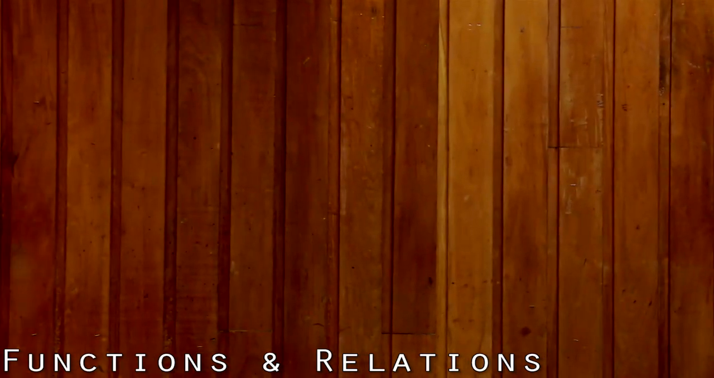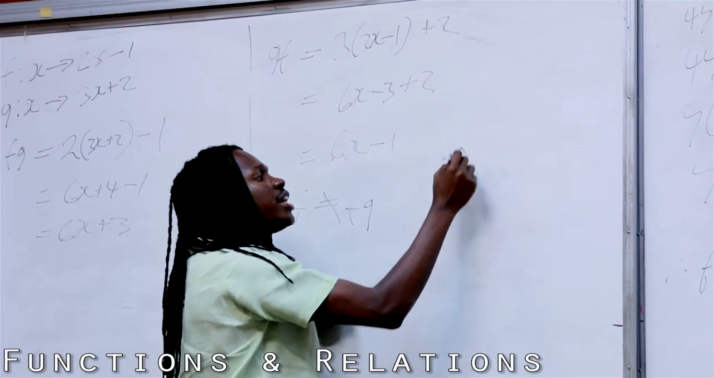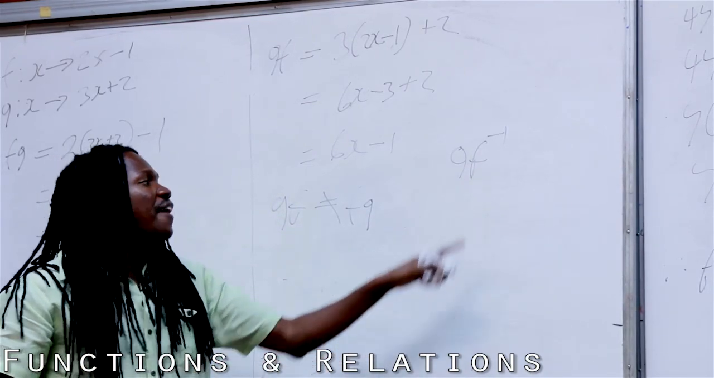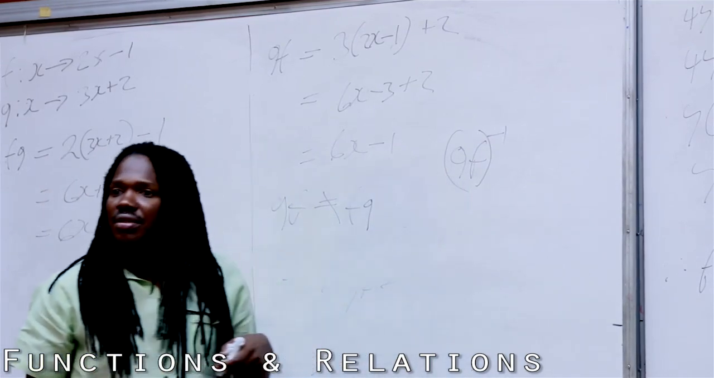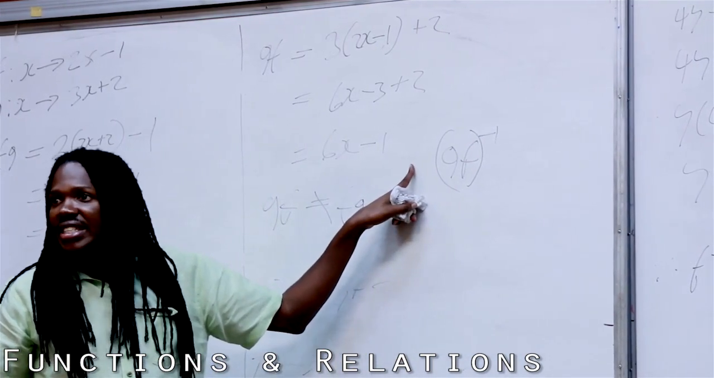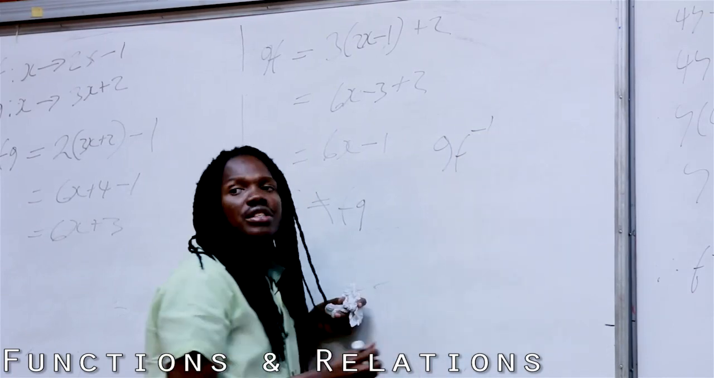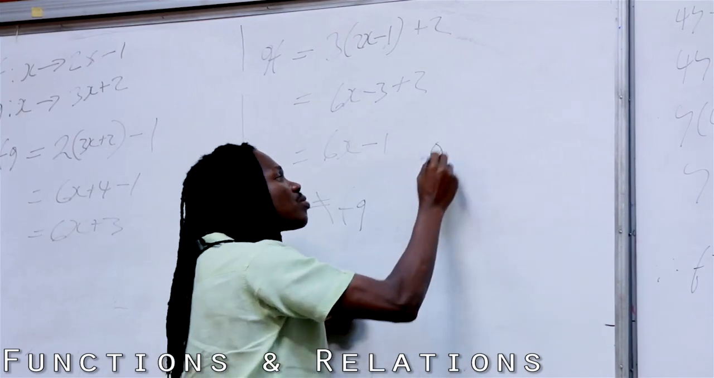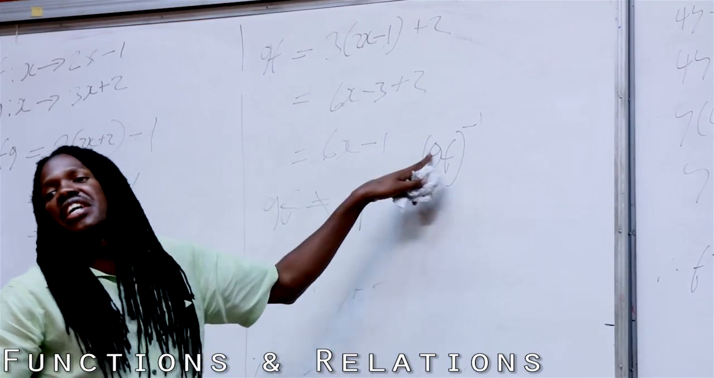Now, if they ask you to find g of f all inverse, what does that mean? It means you have to find the inverse of f and then combine it with g. g of f all inverse is a different thing. Everybody understand that? So therefore, g f inverse means that only the f is inverse. g of f all inverse means that you find the composite of gf and then you inverse it.